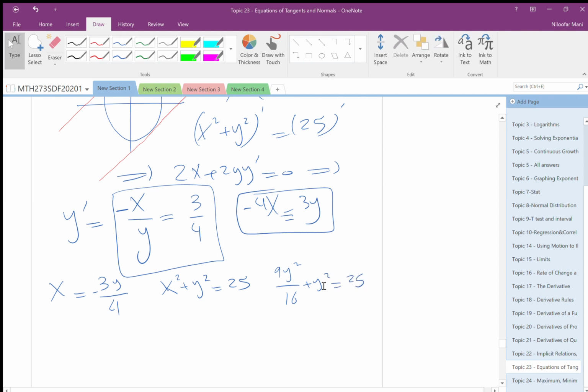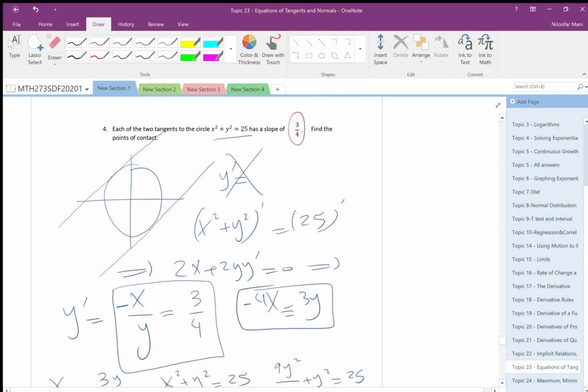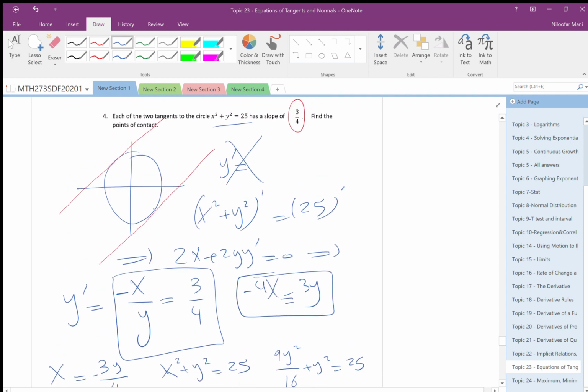Okay, and then you have 25, so I have 25y squared over 16 equal 25. 25 and 25 cancel, so y squared is 16, so y is plus minus 4. Okay, y is plus minus 4. Look at this, one of them is minus 4 and one of them is plus 4.